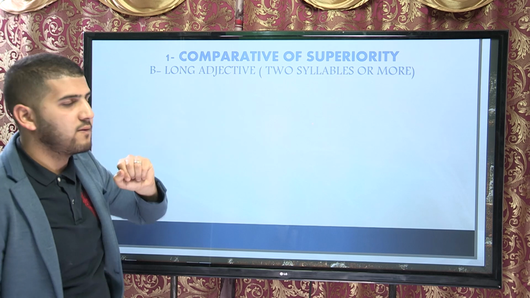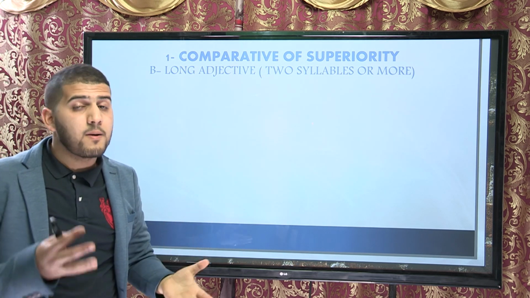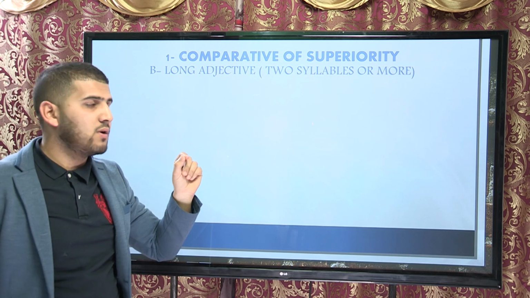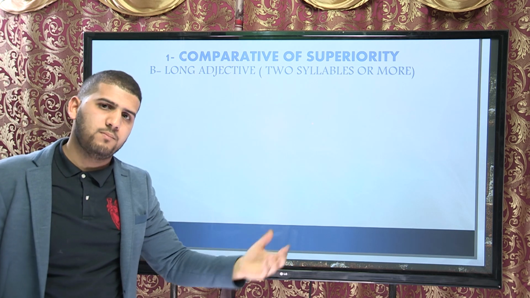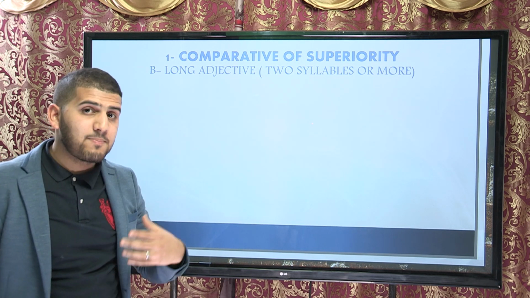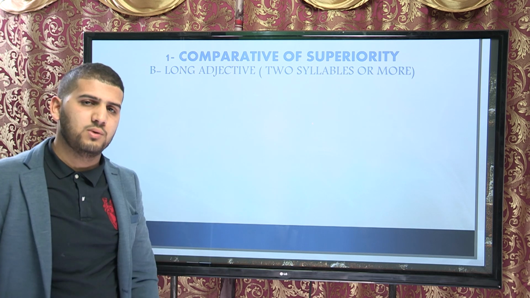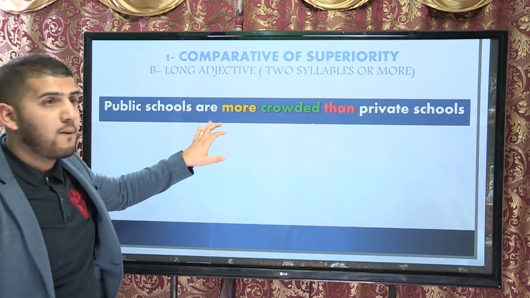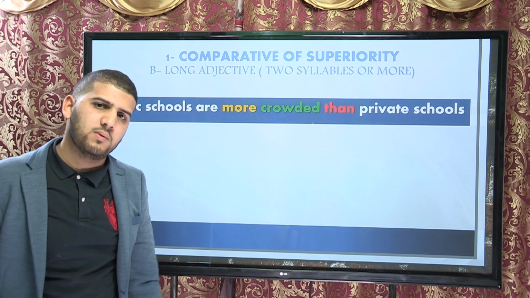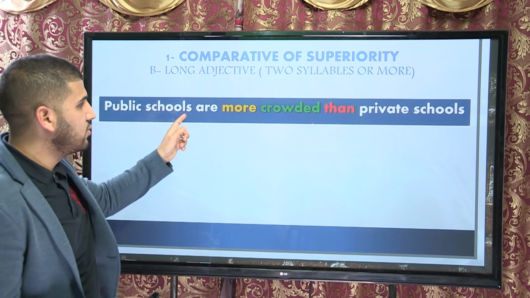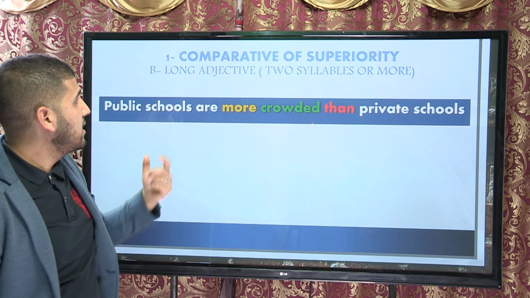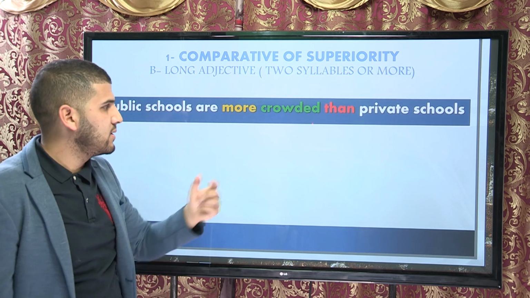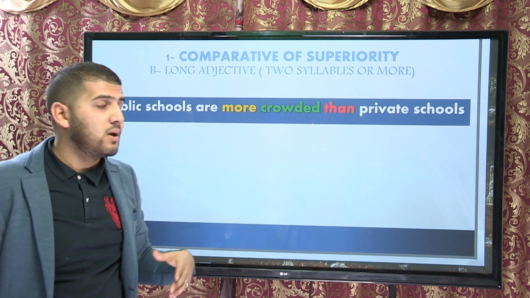B. Long adjective. Now we are going to see what is the rule of comparing between two things using a long adjective. What is a long adjective? It's the adjective which has two syllables or more. Example, difficult, expensive. Let's consider the following example. Public schools are more crowded than private schools. So we are comparing between public schools and private schools using a long adjective which is crowded. The adjective crowded has two syllables. Therefore, it has a different rule.